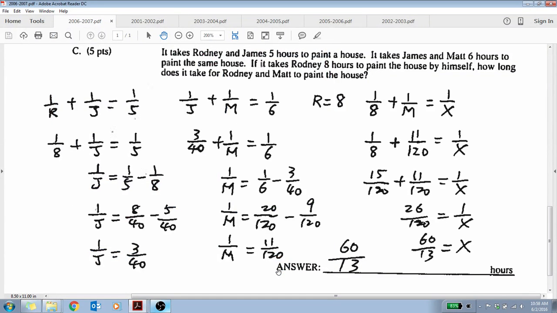It takes Rodney and James 5 hours to paint a house. It takes James and Matt 6 hours to paint the same house. If it takes Rodney 8 hours to paint the house by himself, how long does it take for Rodney and Matt to paint the house?